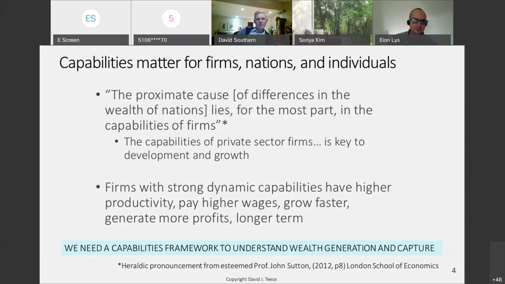Where I'm going is the second bullet point, that I think I can persuade you that firms with strong, what I call dynamic capabilities, are the ones that end up with higher productivity, higher wages, faster growth, higher profits, and greater long-term survival. So what we need is a capabilities framework. That's what I'm going to develop for you in this class. And with the next slide, I'm going to jump into the deep end. Please, Ian, next slide.